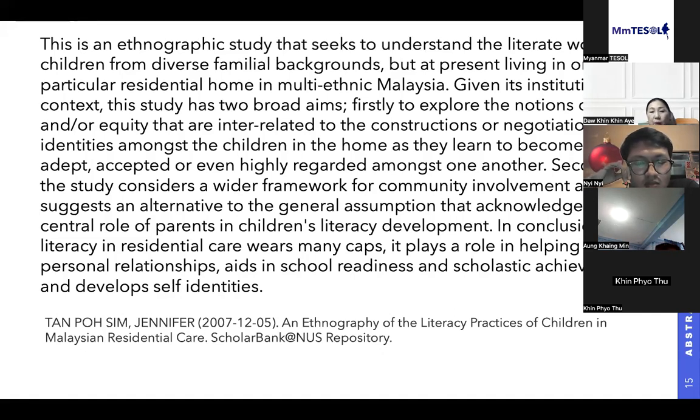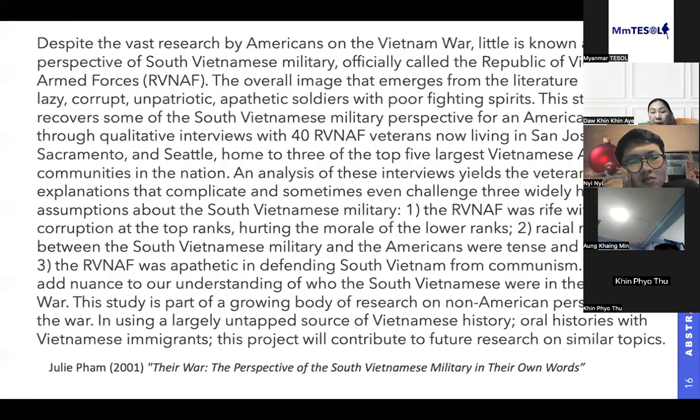Secondly, the study considers a wider framework for community involvement and suggests an alternative to the general assumption that acknowledges the central role of parents in children's literacy development. In conclusion, literacy and residential care wears many caps. It plays a role in helping build personal relationships, aids in school readiness and scholastic achievement, and develops self-identity. Because hers is an ethnographic study.